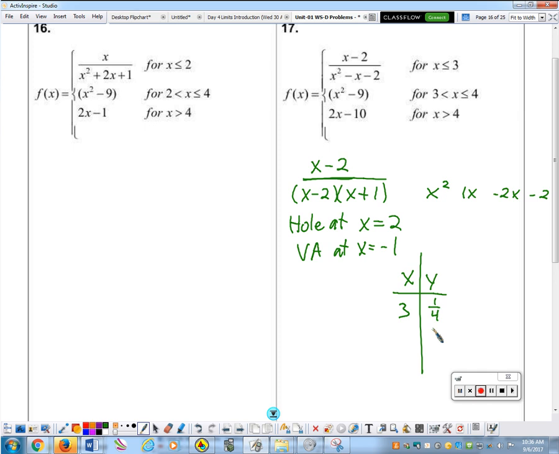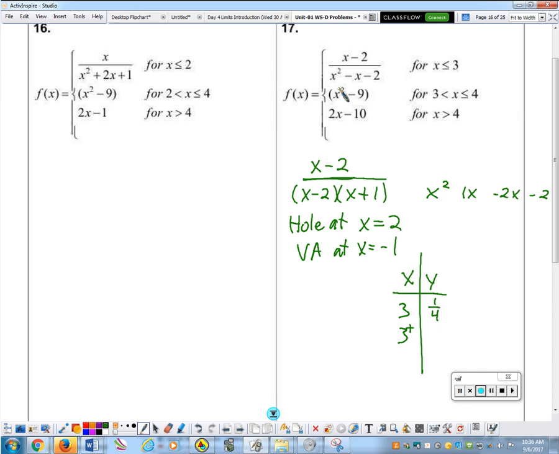Just a little more. But the 3 plus doesn't get plugged into this formula anymore. When you change from one formula to another, that's when you can possibly have a jump. So I have to plug the 3 plus into this one. Now, if I plug it in and get 1/4, or really close to 1/4, no jump.